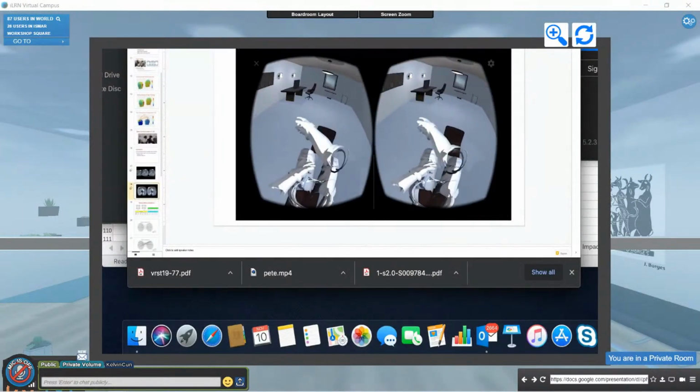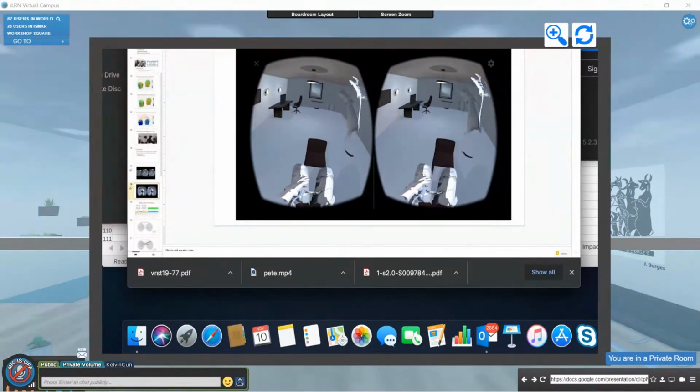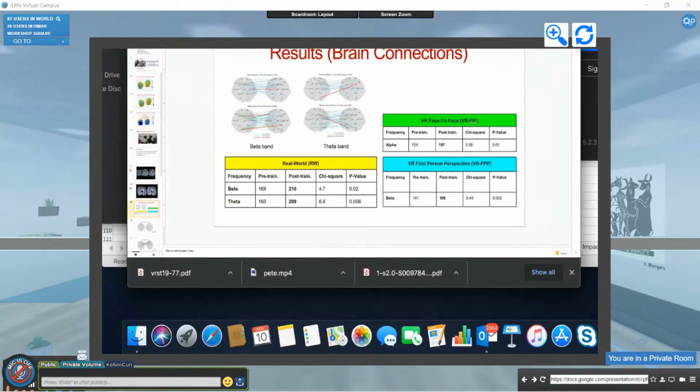We did the study, and we measured the number of electrodes that were synchronized with each other. In the task, we had synchronization happening in the beta and theta frequencies, and you can see that pre-training we had 160 electrode connections. Then after training, 210 or 209, so there's a significant difference. In the face-to-face case, we found electrode synchronization in the alpha band, going from 154 to 97. And then in the first-person perspective, we found synchronization happening in the beta band, going from 141 to 196.